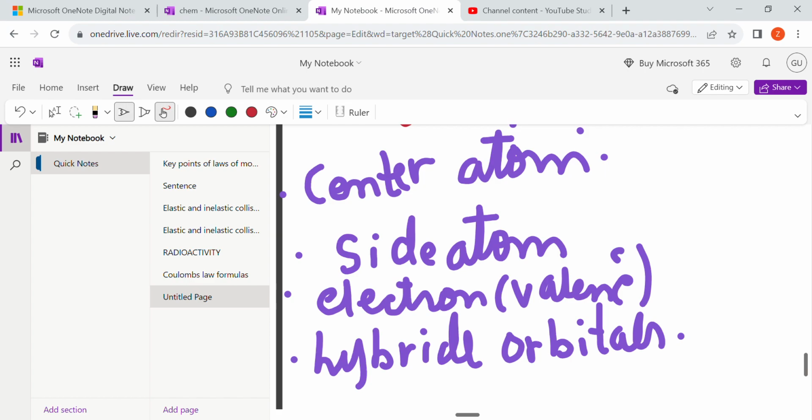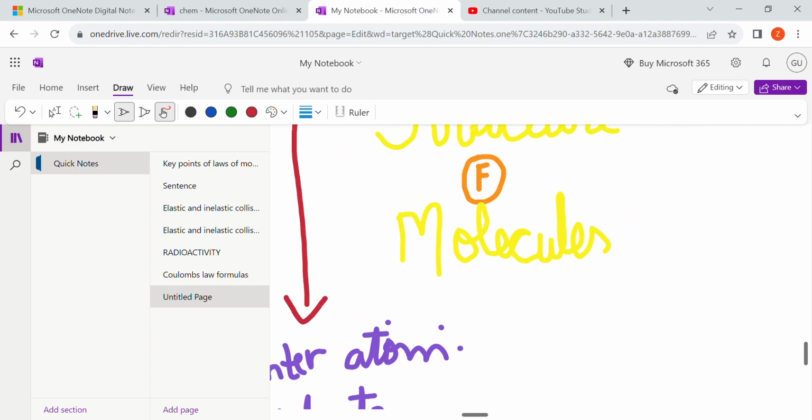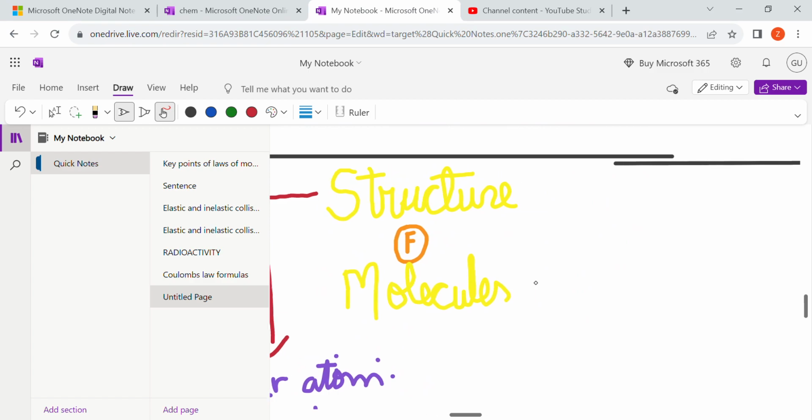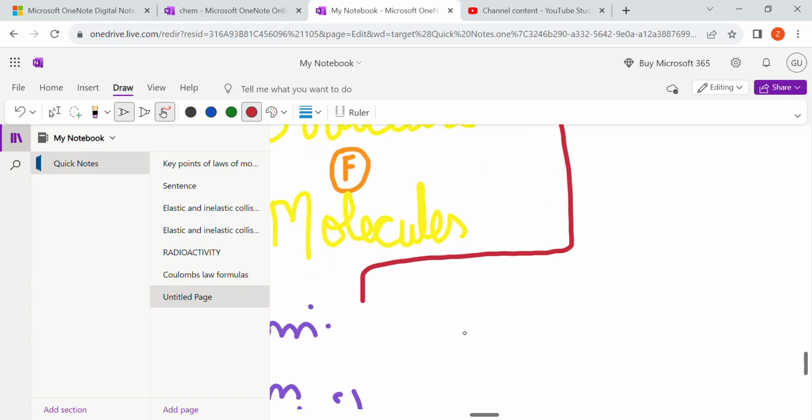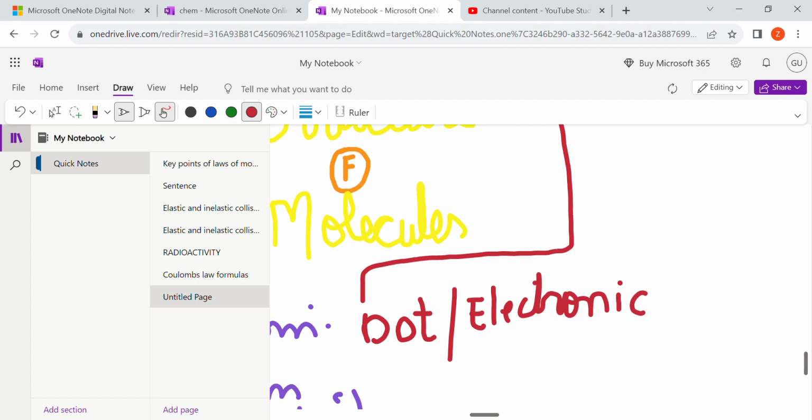First let me tell you that structures are of three types. Alright, we are going to study the structures that are of three types. The first one is the dot structure, or you can say electronic structure. So dot structure basically means it is represented by dots.